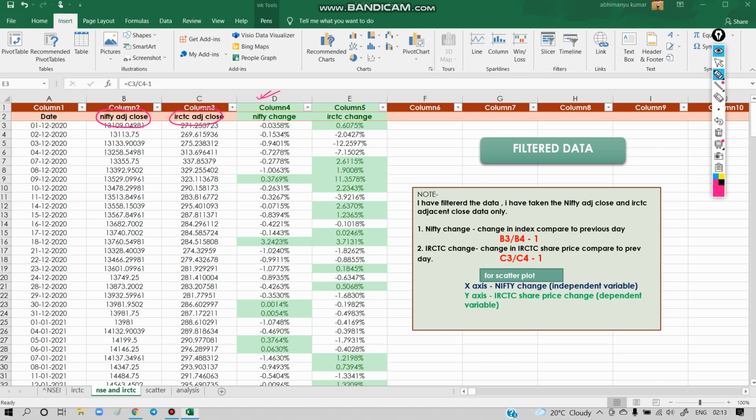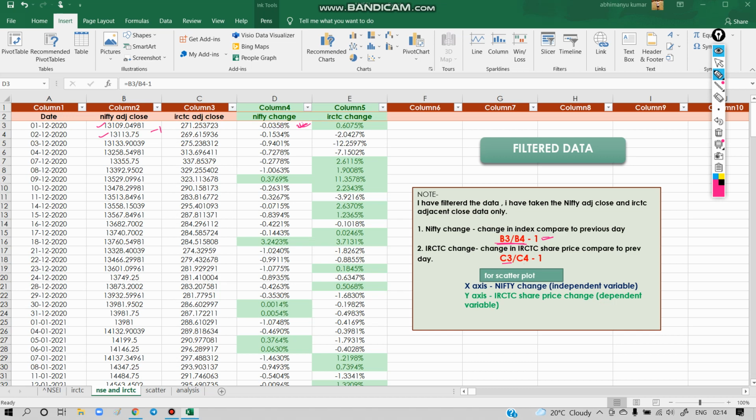Now I need to create these two change columns. If I click on this, you can see I have applied one formula, B3 divided by B4 minus 1. I have already noted it over here, note it down: B3 divided by B4 minus 1. And for the IRCTC change, C3 divided by C4 minus 1. So I have taken the percentage change compared to the previous day. I cannot take the absolute value because that has no meaning in the case of IRCTC and Nifty.